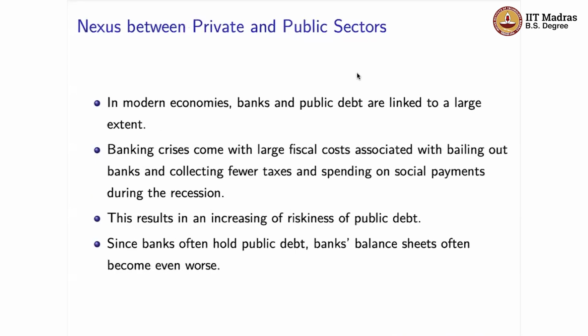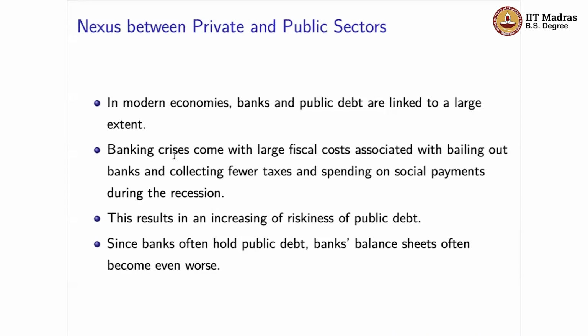Okay, the second aspect of financial crisis that often emerges is this nexus between the private and the public sector. So think of this as the connection between the private and the public sector. Now, where are these things connected? Well, because typically banks and public debt are linked to a large extent. So again, what do we mean by public debt? This is the debt which is issued by different governments. Now, how are these things connected?